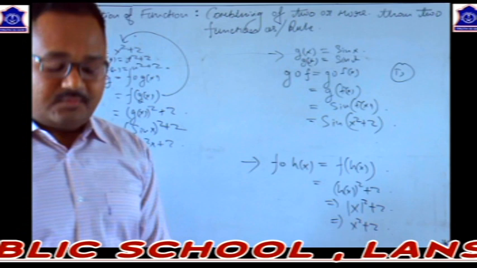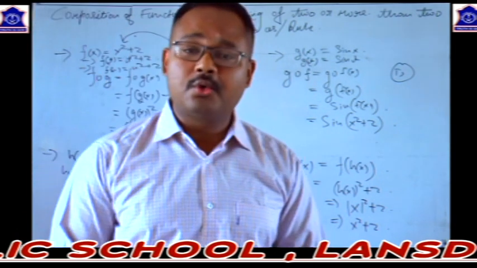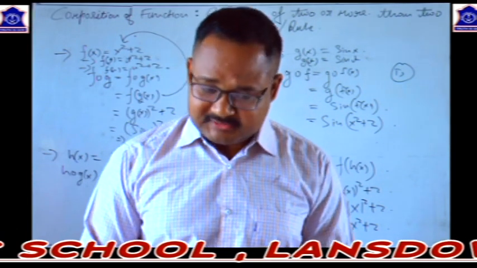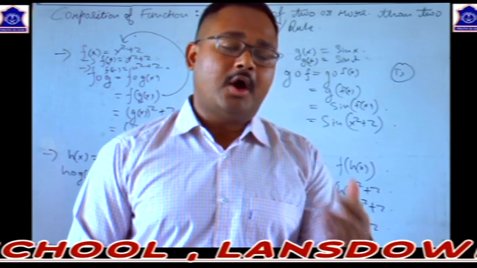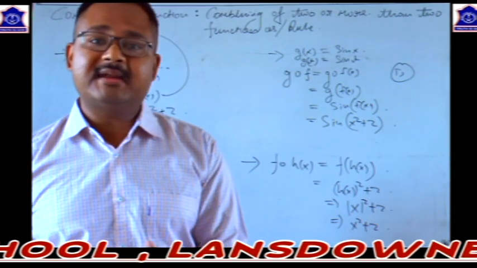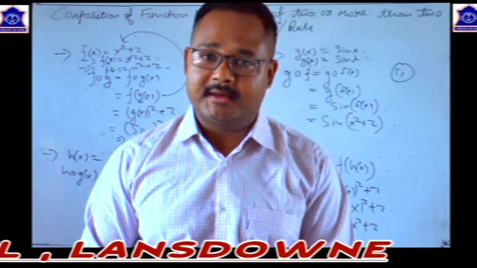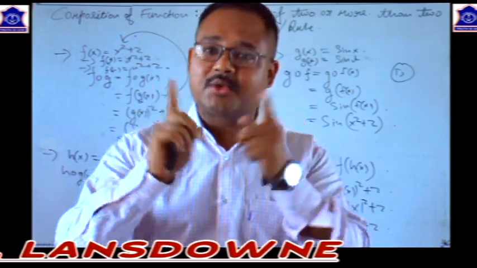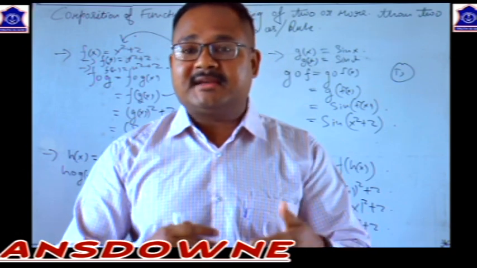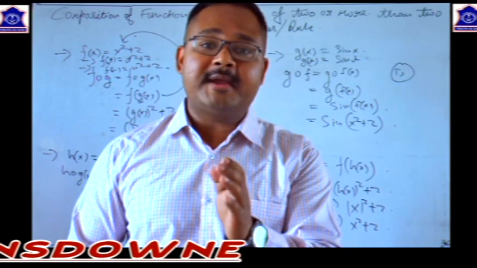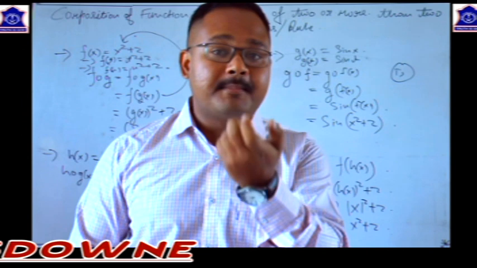So in this way we can combine two or more than two functions as per rule. Now a concept arises here that you know very well that every function has its domain and every function has its codomain. So when we combine two functions together, what effect does it make on the domain and codomain of a resultant or combined function?